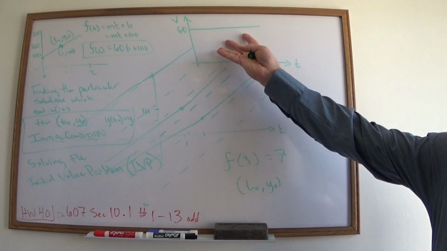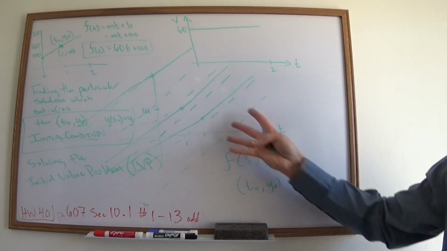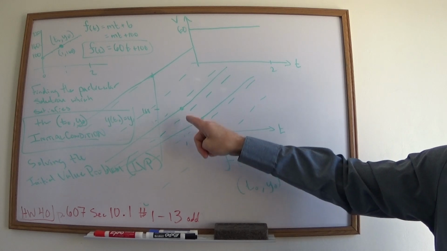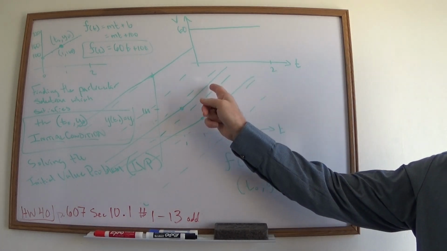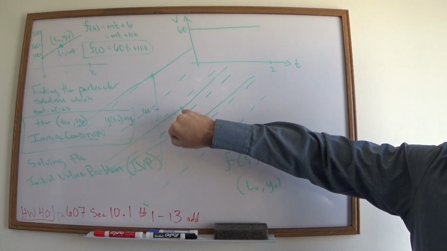We have some differential equation. This is it. And we know that at 1 we were at 60. Solve the initial value problem means find the particular solution which goes through that point right there.